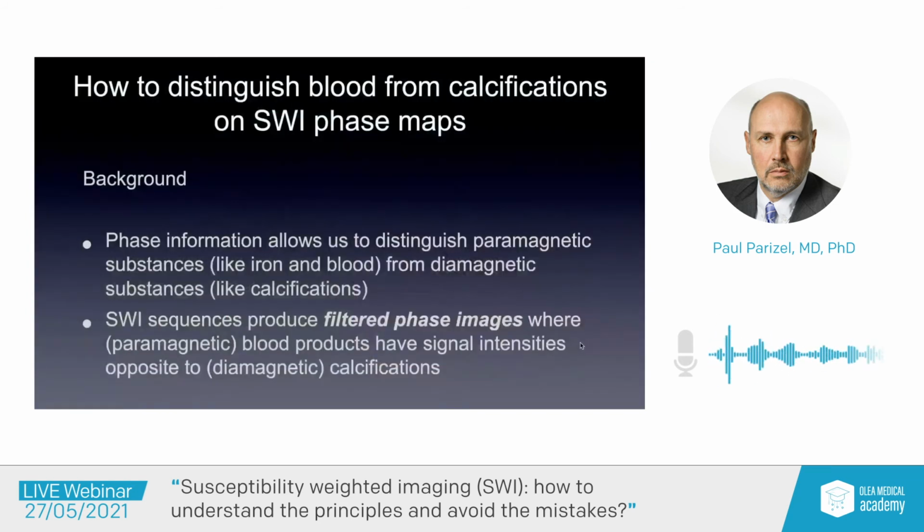And how can we distinguish blood from calcium on phase maps? So phase information allows us to distinguish paramagnetic substances like iron and blood from diamagnetic substances like calcium. When we produce these filtered phase images, we have images in which blood products have signal intensities that are opposite to calcifications, which are diamagnetic.